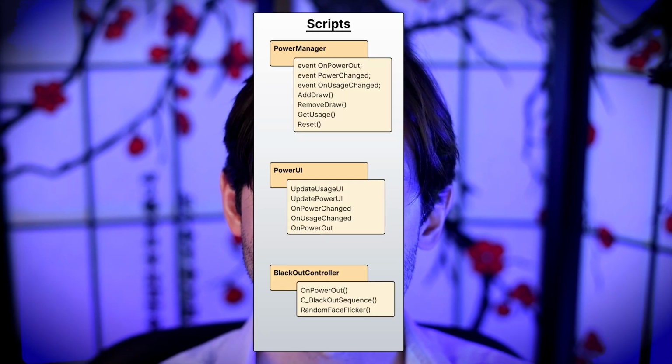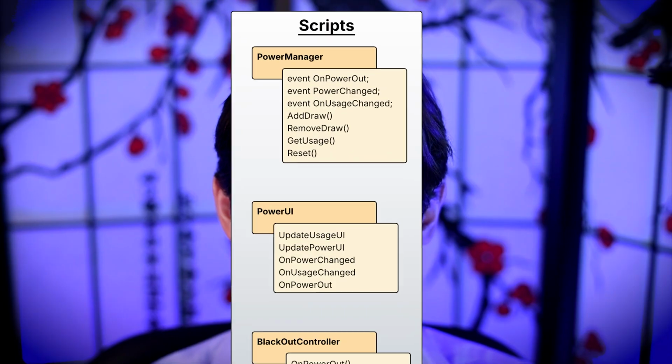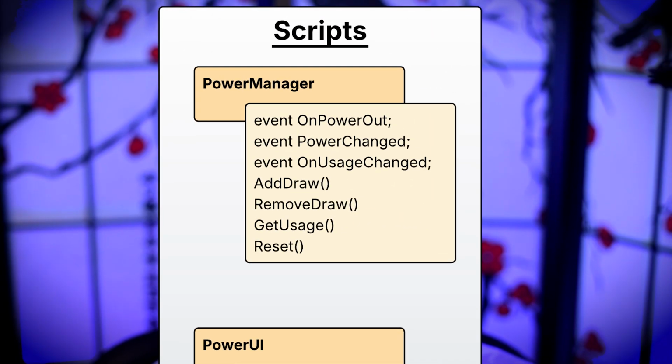The first script we're going to talk about is the Power Manager script. The Power Manager features 3 events that will allow other systems to subscribe to it so they can be notified about when the power goes out, when the power value has changed, or when the usage value has changed. Power Manager has 2 methods that allow different systems to either add a power sink or remove a power sink from the system. These are called Add Draw and Remove Draw.